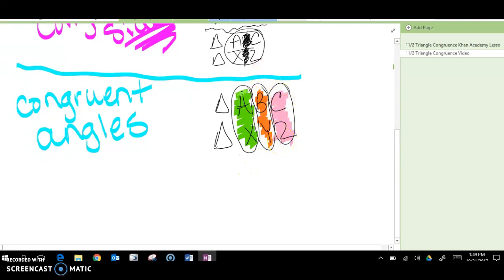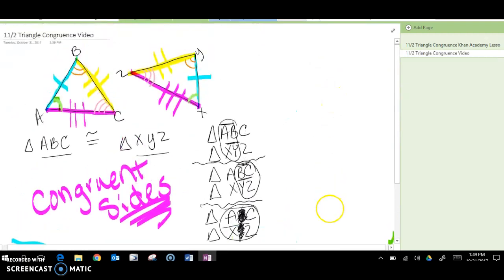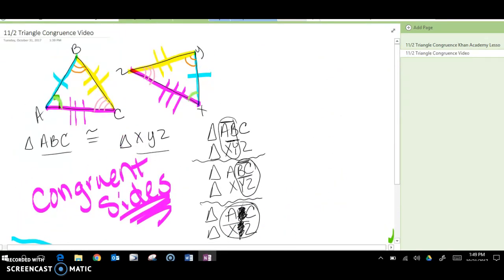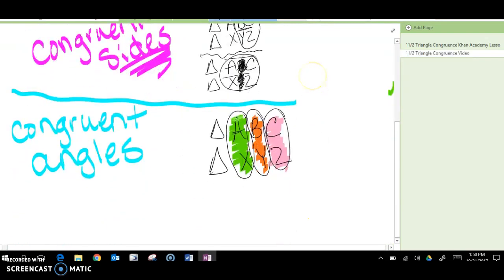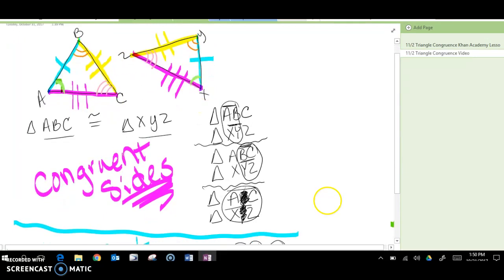Now, you can still write that. Let's say we're talking about angle C and Z. You can still write that as angle BCA, so we're starting up here with the yellow one that's got the yellow side, BC. Then I would be doing YZX, because we're doing C and Z. B, C, A, you could write that, and angle Y, Z, X, if you needed to.